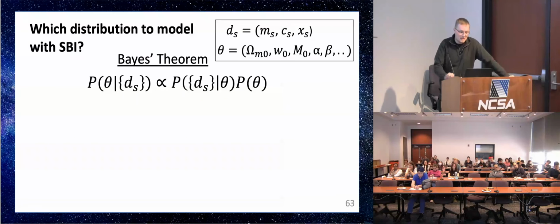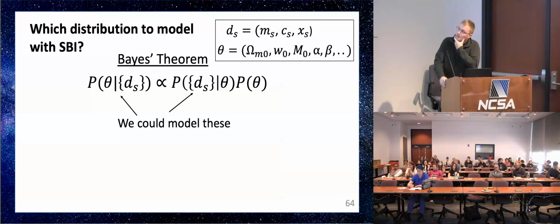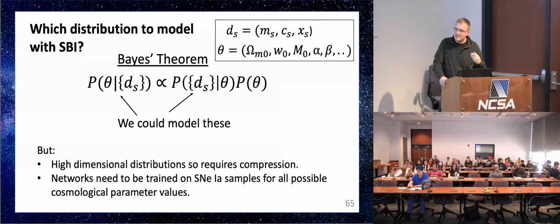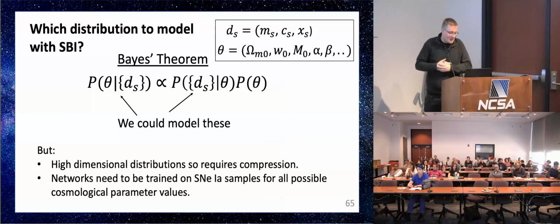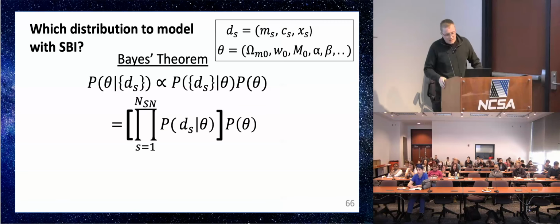So which probability distribution do we want to learn? We could do the posterior or the likelihood of the whole data set at once, but the problem is these are quite high dimensional and kind of difficult to train. And as well, I'd need a different neural network for every cosmology that I was trying to constrain, which is not ideal. We instead proposed, shock, that we split it up into a hierarchical Bayesian model, and we say that the likelihood of the whole supernova sample is equal to the product of the likelihood of each supernova individually.